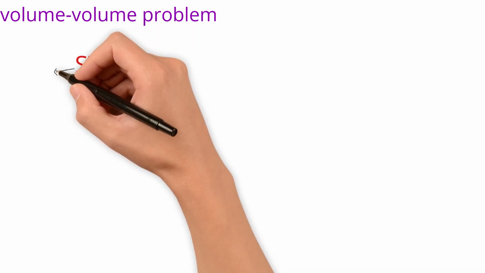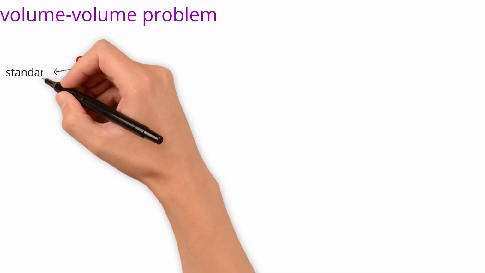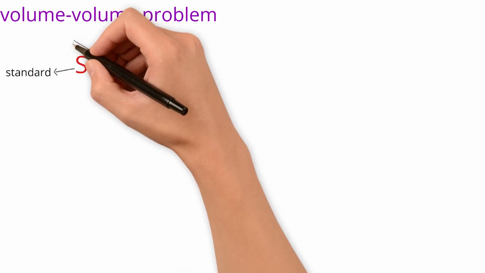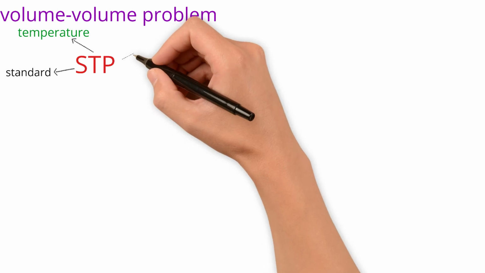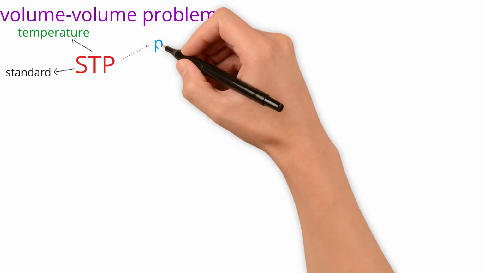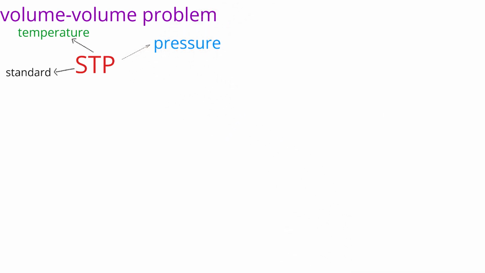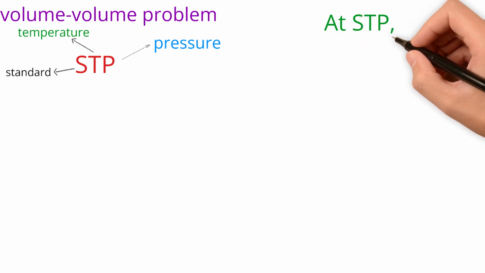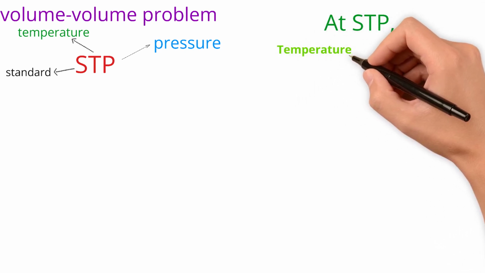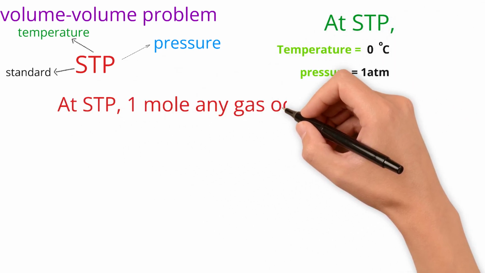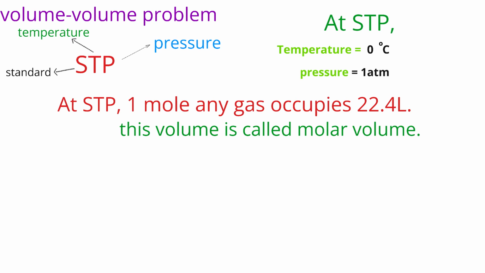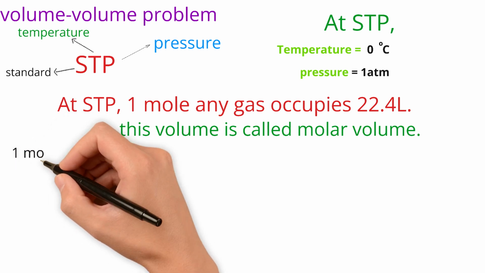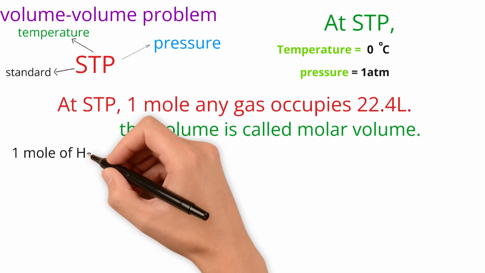STP. S stands for standard, T stands for temperature, P stands for pressure. At STP, the value of temperature is 0 degrees Celsius and the value of pressure is 1 atmosphere. At STP, 1 mole of any gas occupies 22.4 liters. This volume is known as molar volume.